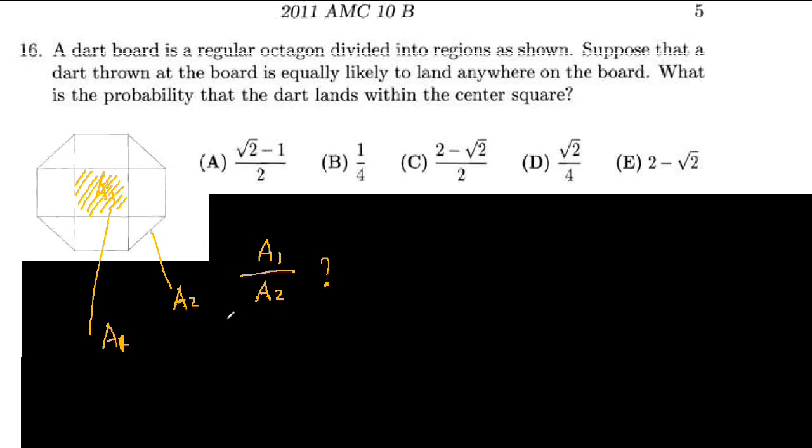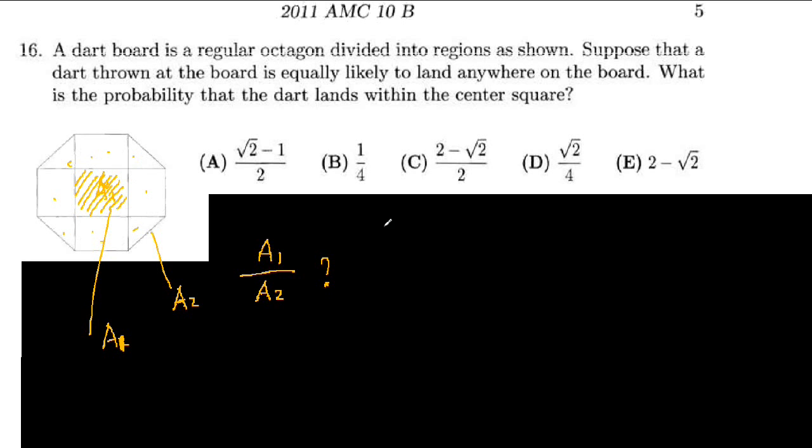In other words, the dart can land anywhere on this octagon, right? Anywhere. But the probability of falling into the center square is the area of this divided by the total area, right?